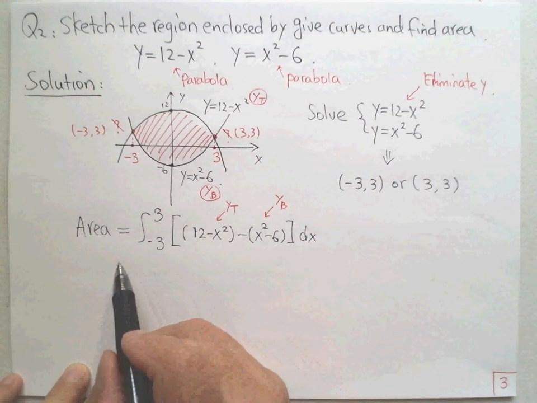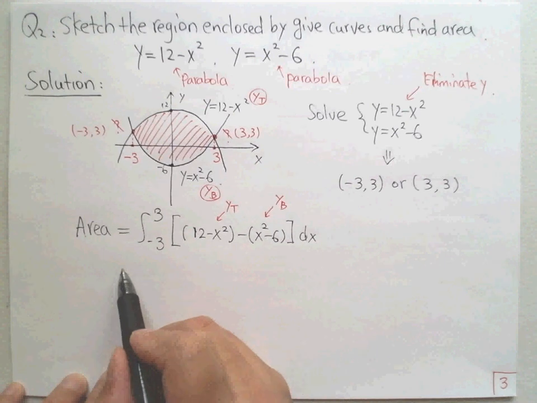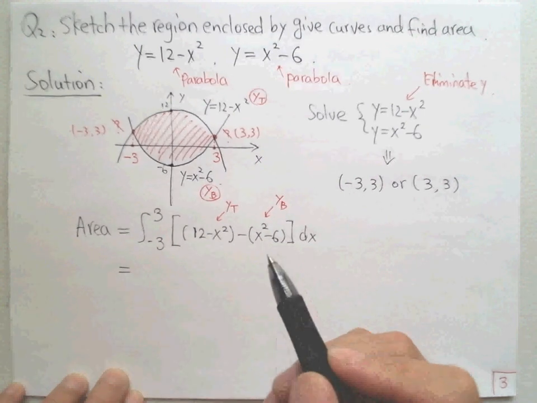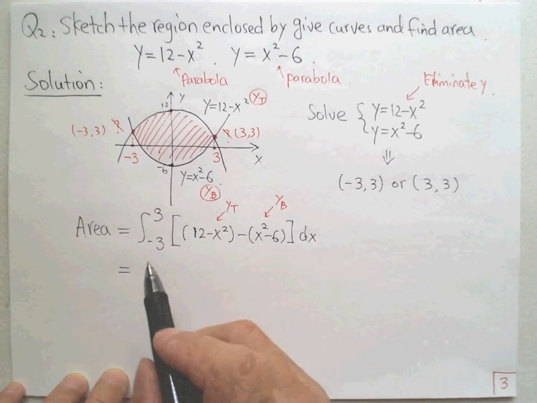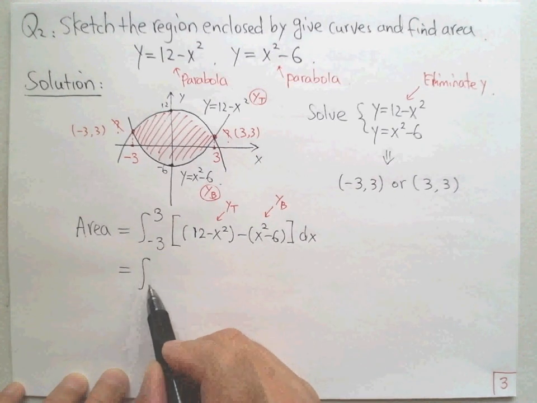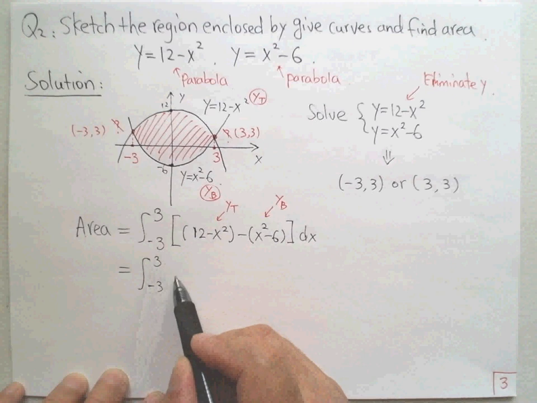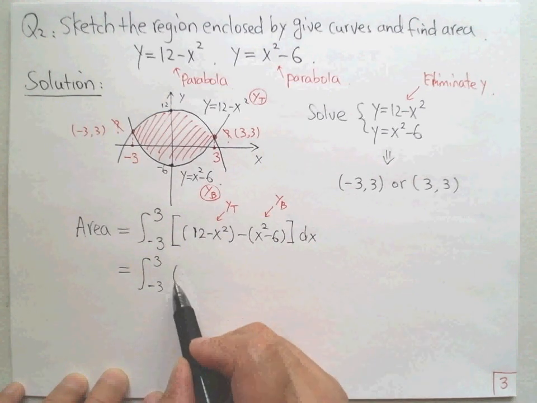Okay, so now it's good. What's left is just doing the calculation. Doing the calculation is another big issue, right? This is a polynomial power function, so it's easy to find. So the first step we simplify, from negative 3 to 3.